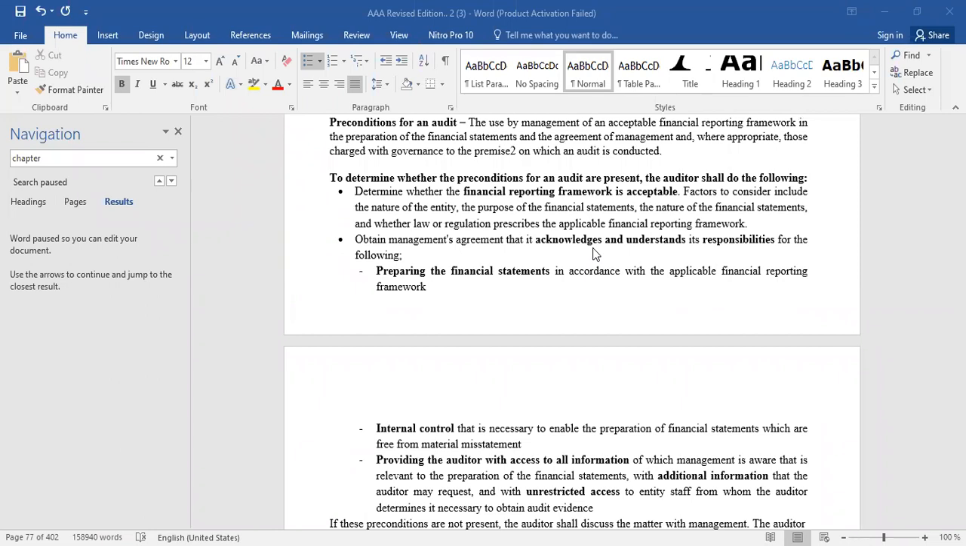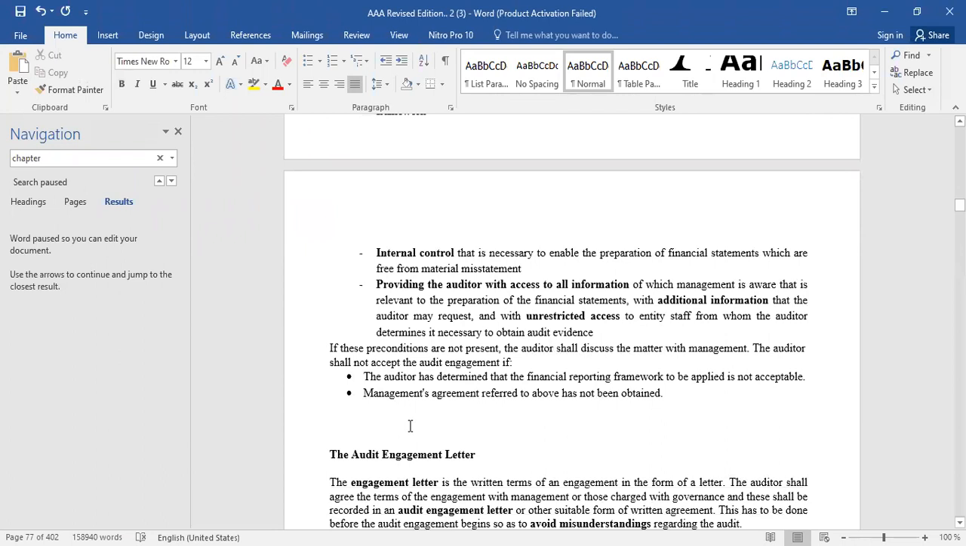So the responsibility of management, number one, in the financial statements audit or financial audit, is preparation of the financial statement in accordance with the applicable financial framework. Number two, they have a responsibility to ensure internal controls are working. That is necessary to enable them to prepare financial statements which are free from material misstatement. Number four, they have the responsibility to provide the auditor with access to all available information that can make the auditor come up with a good conclusion. They also have the responsibility to detect and prevent fraud. That is also another responsibility that they have.